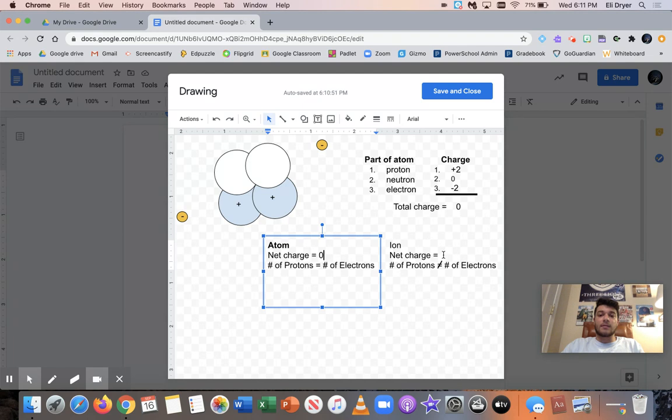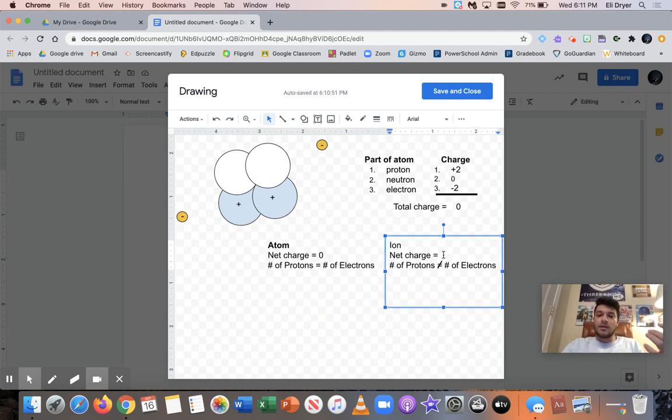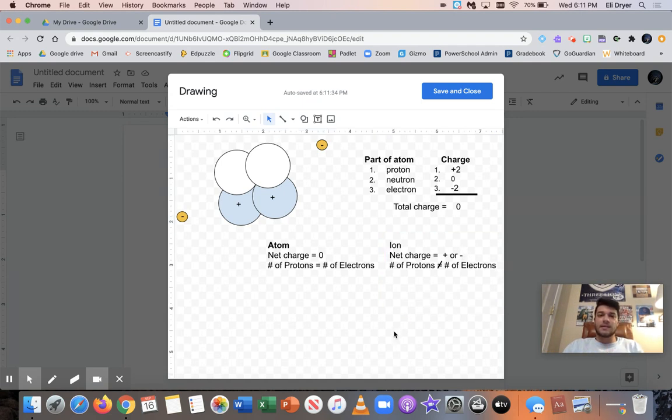What happens when the net charge isn't 0? Well, we call that an ion, like when we were talking about ionic bonding. One atom loses an electron to another atom. The net charge of an ion is either positive or negative. And it can be positive 1, positive 5, negative 2, negative 3, whatever number. In an ion, the number of protons does not equal the number of electrons because you have some positive or some negative charge. I hope that clears things up for you guys.